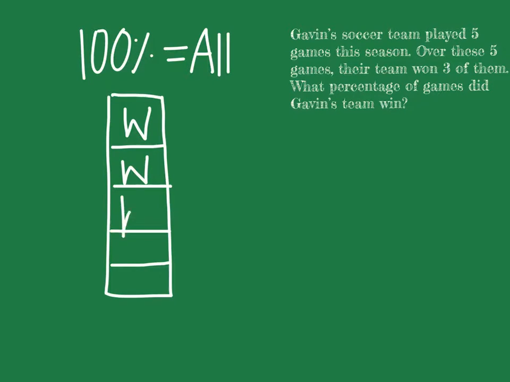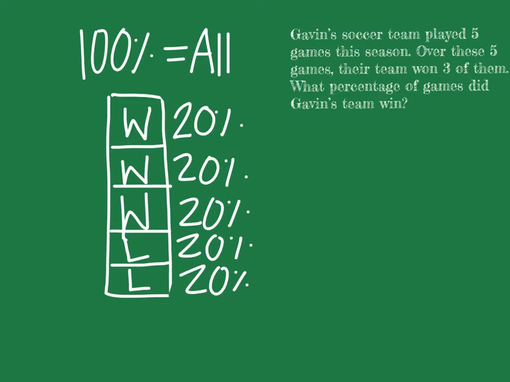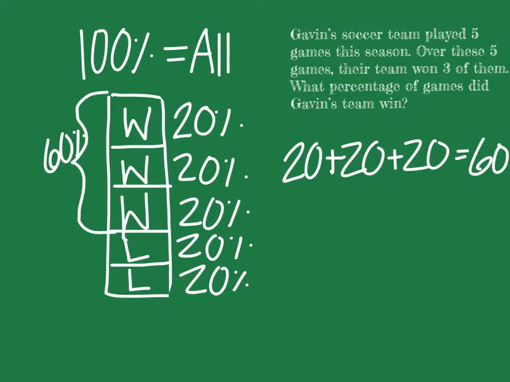We need to figure out the percentage for each box. Since all 5 games equals 100% of the games played, each game equals 20% because 100% divided by 5 games equals 20%. To find out the total percent of games won, we need to add the percentages from all of the win boxes. You would do 20 plus 20 plus 20% equals 60% of games won by Gavin's team.